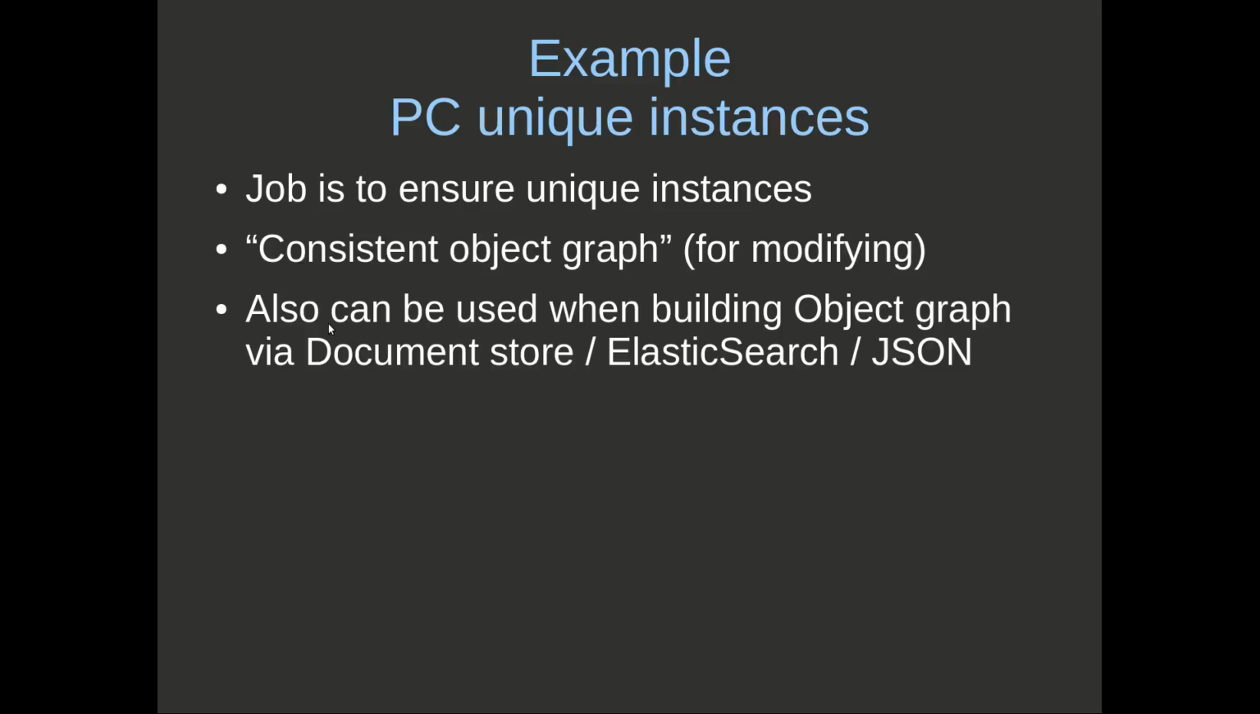The last point here also can be used when building an object graph via a document store, Elasticsearch or JSON. So we can use the persistence context when we also build via other sources, Elasticsearch in this case. We can skip that as well, but by default we typically want to build consistent graphs, and so this is used not only for relational but also building via JSON and Elasticsearch.